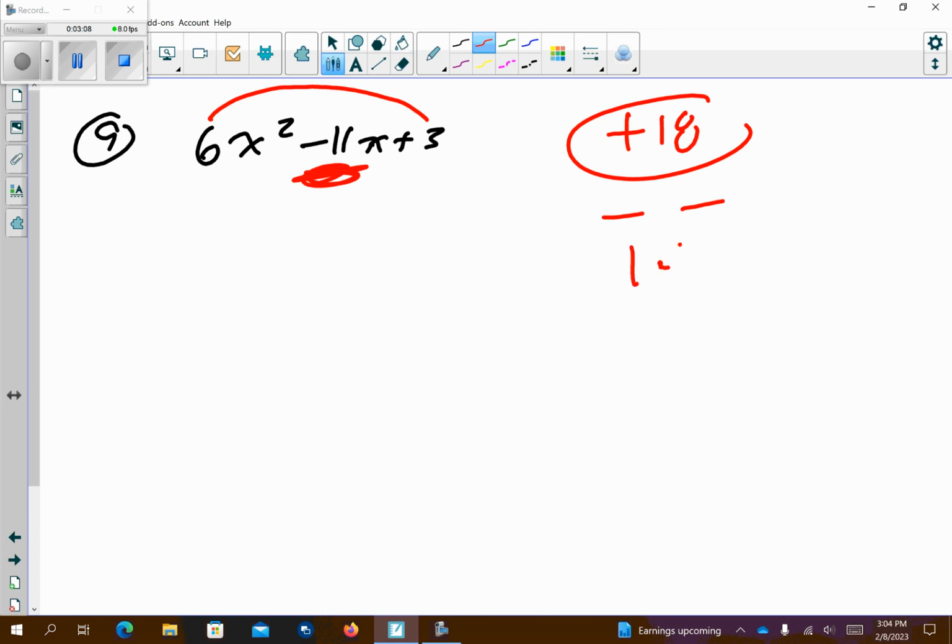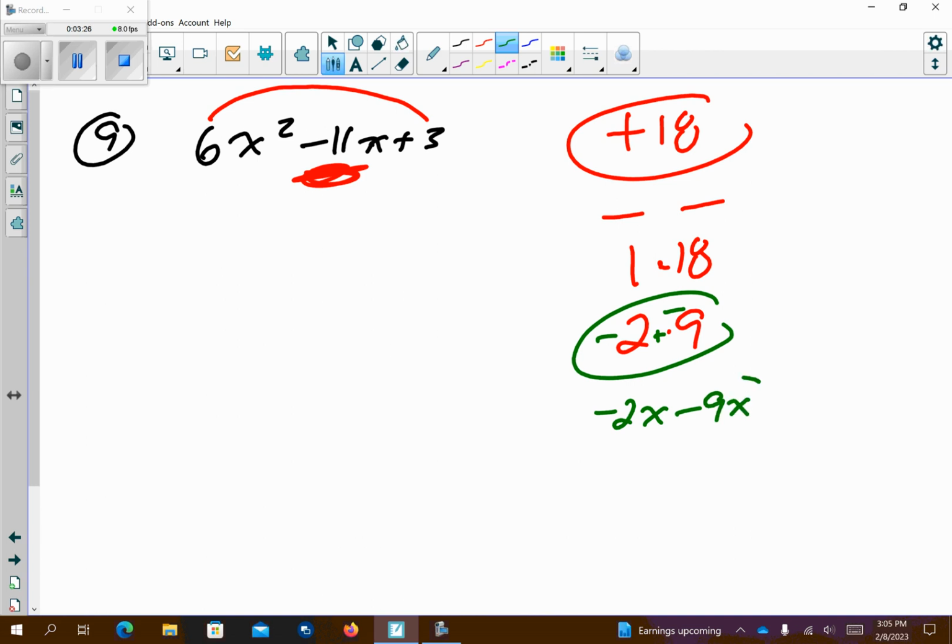Okay, so 1 times 18. If I add those together, that would get to negative 19. That doesn't help me. What about if I go 2 times 9? Yeah, 2 and 9, if they're both negative and I add them together, I get negative 11. So I have negative 2x, negative 9x, and we're going to replace this where the 11 is.